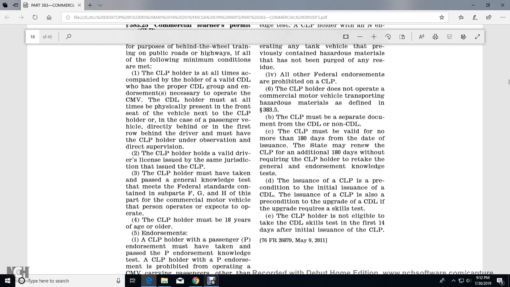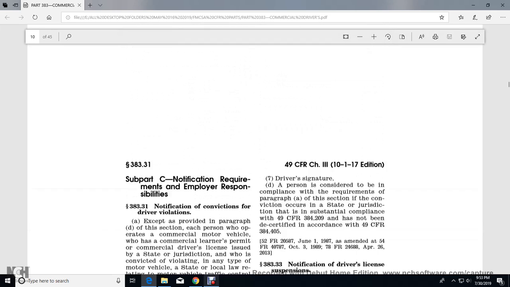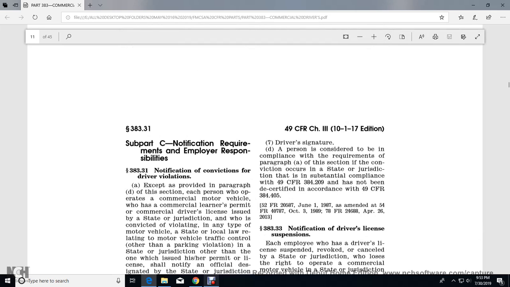The commercial learner's permit must be valid for no more than 180 days after the date of issuance. The state may renew the commercial learner's permit for an additional 180 days without requiring the commercial learner's permit holder to retake the general and endorsement knowledge tests. The issuance of a commercial learner's permit is a precondition to initial issuance of the commercial driver license. Issuance of a commercial learner's permit is also a precondition to upgrade of a commercial driver license. If the upgrade requires a skills test, the commercial learner's permit holder is not eligible for the commercial driver license skills test in the first 14 days after initial issuance of the commercial learner's permit.